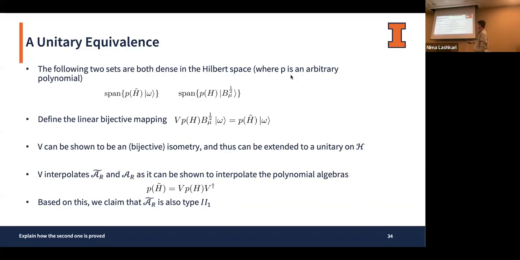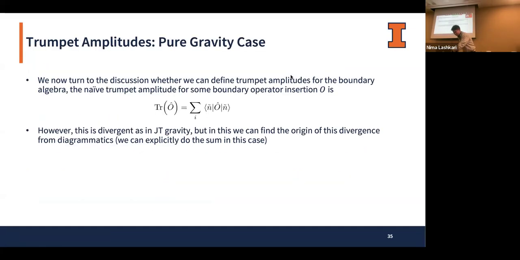In this case, you can show that there is this unitary V which relates A theta and A in this way. It relates all polynomials in H theta and H, and since it's a unitary equivalence, it's preserved under taking the weak limit. So it actually interpolates this algebra to that one. Based on this, we claim that the AR theta is also type 2.